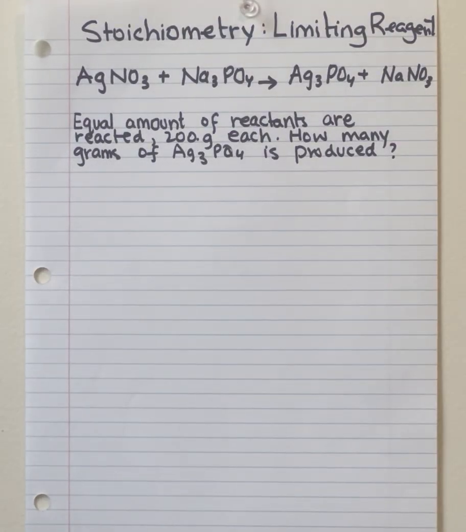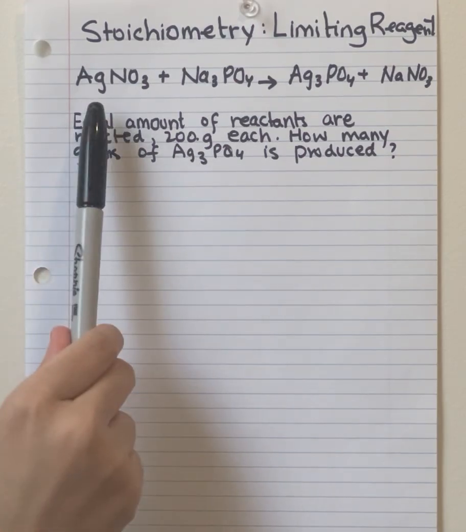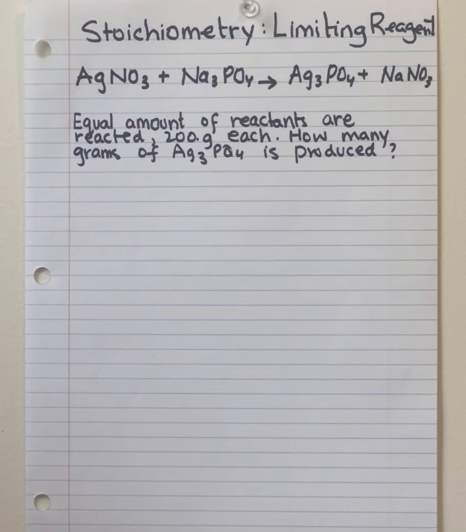In this video, we are going to talk about limiting reagent. The idea of limiting reagent is that when we are conducting a chemical reaction, one of our reactants will limit the production of our product. It means it gets all used up to produce our products, and that's the reactant we use to calculate the amount of product we produce.